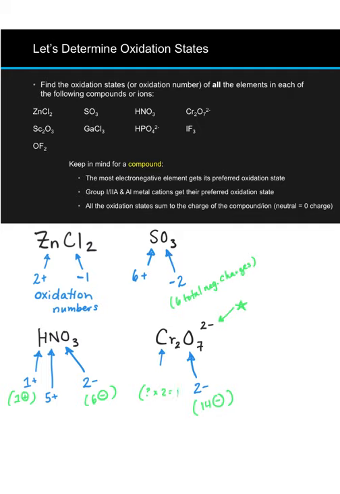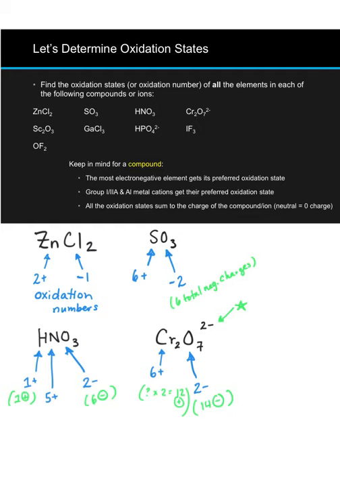Well, we know that 12 positives plus 14 negatives will give us negative 2. So all of our chromiums together have to add up to a 12 plus oxidation state. What times 2 gives us 12? 6. The chromium in this compound must be a 6 plus oxidation state.